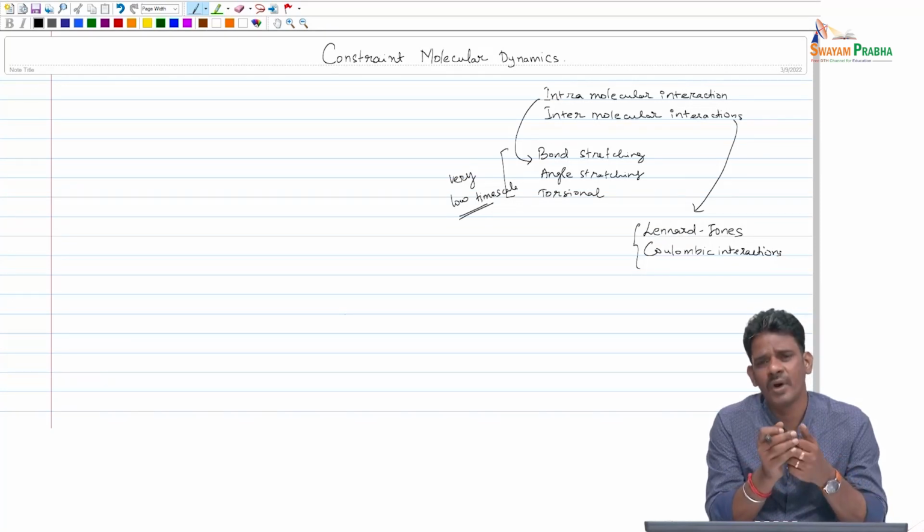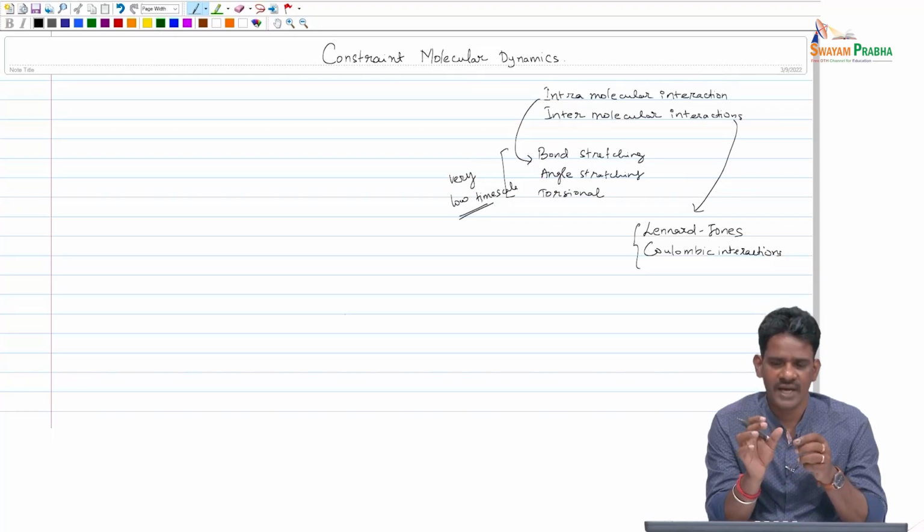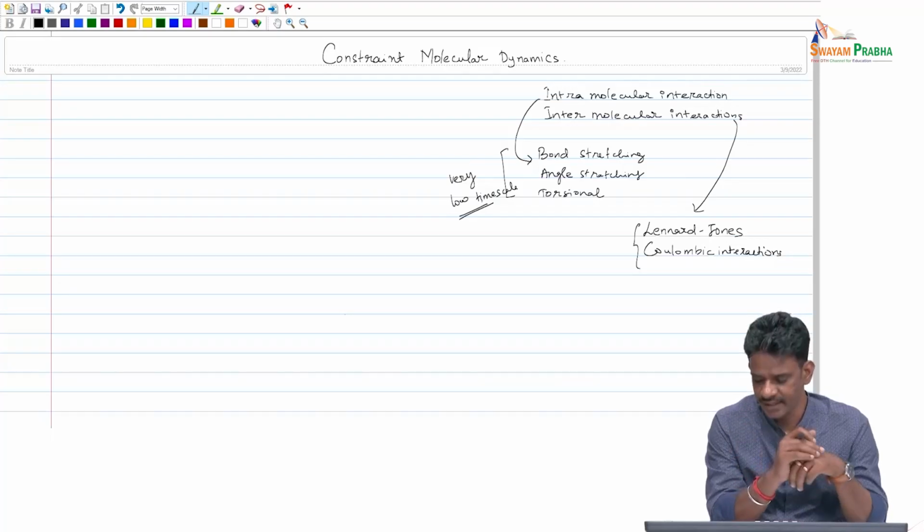So one way to avoid this problem is to consider these bonds and angles as a set of constraints rather than specifying the intramolecular interactions. Thereby we don't have to have an explicit functional form for the bond stretching and angle stretching. We can just keep them as rigid bonds or rigid angles.